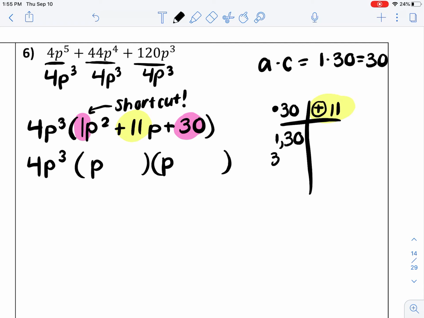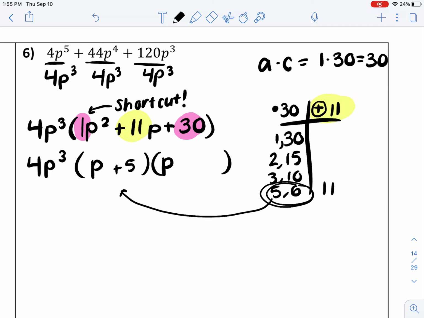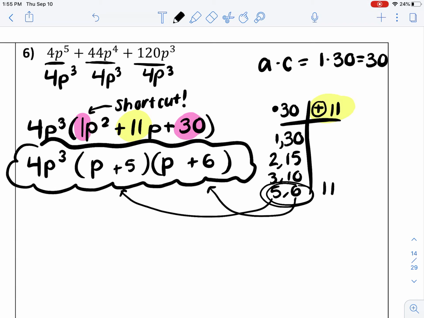Oops, 1 times 30, 2 times 15, 3 times 10, and 5 times 6. We know 5 plus 6 equals 11, so that's what I'm going to circle, which means I have a positive 5 and a positive 6 going in my parentheses, giving me the answer of 4p to the third times p plus 5 times p plus 6.